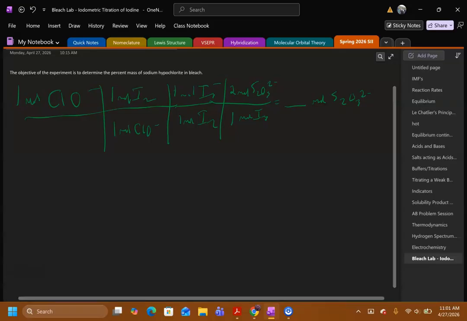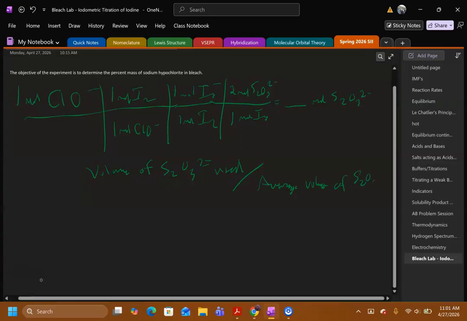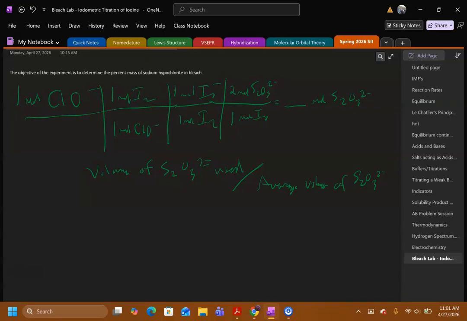Now, the next thing you're going to need to do is figure out what the volume of the S2O3 2 minus that was used. Now, remember, you're going to have 2 to 3 trials, 3 trials technically. So what you're going to do is take that and average the volume of the thiosulfate used. Okay, so now you can go through and do this calculation 3 or 4 times, but we're just going to average it to keep it simple for you guys.